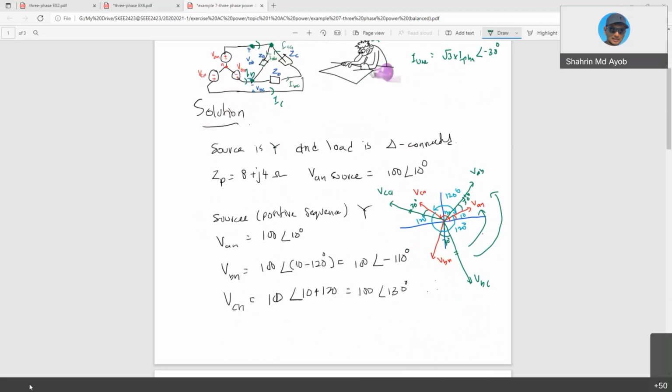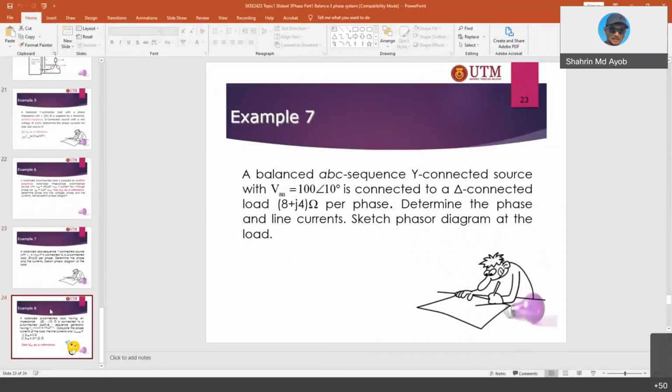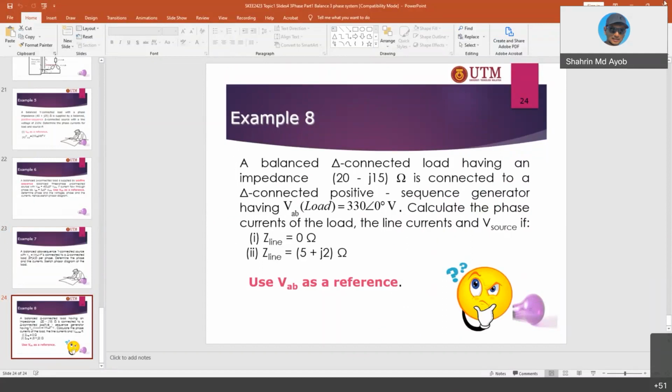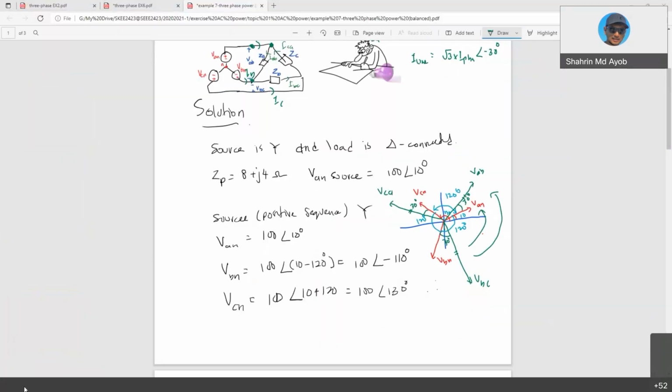And then for the unbalanced system, are there any questions for the unbalanced system? Or you haven't yet gone through the notes? For the unbalanced system. Unbalanced system, example 7 and 8. Is it referring to the unbalanced system? Let me.